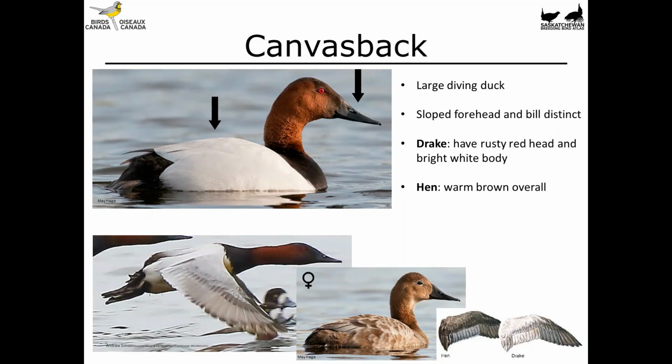So canvasbacks are a large duck with a sloped forehead and a distinct bill. The drakes have this rusty head and a bright white body. The hen is a warm brown overall, but also has that sloped forehead and that distinct bill.